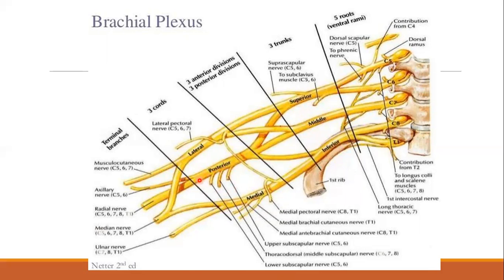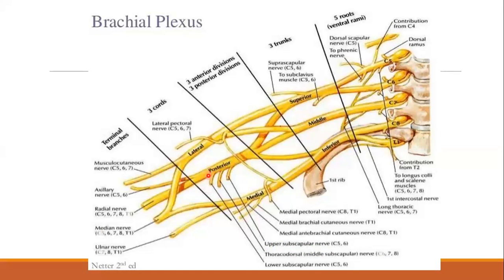Now looking at our posterior cord, we have 3 nerves coming off of the posterior cord, and the way I remembered them is that they all have something to do with subscapular. So this nerve, which is the most proximal of the 3, it's up above, and I put that in quotes, buddies, up above the other 2.